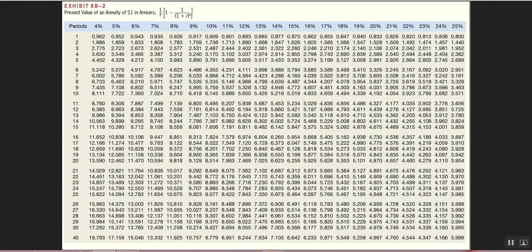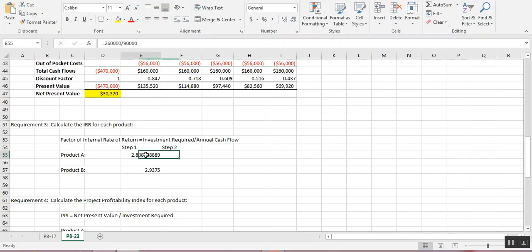So we're going to use chart 8B2, which is the present value of an annuity of $1 in arrears. And that's because when we're looking at the internal rate of return, we're essentially working with a series of equal cash flows. So when we did our calculation, we were looking at an initial investment and we were dividing that by an annual cash flow, which we are assuming is the same every year. So we're going to use that annuity chart, which has to do with equal payments over some period of time.